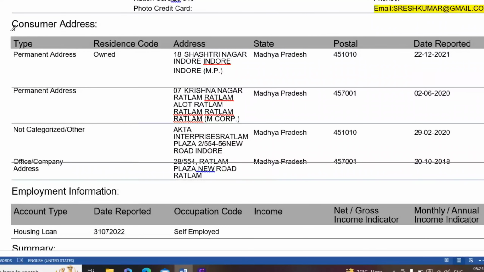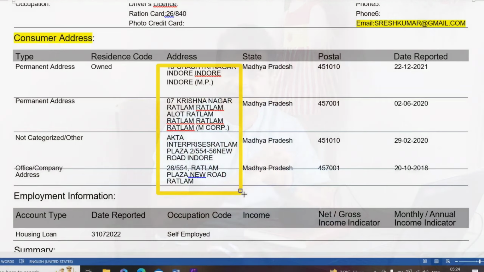So when you go down, you find the customer address. Sometimes you find multiple addresses reflected in the report. You know why multiple addresses are reflecting in it? I'll tell you why. For example, 4 to 5 years ago, you were residing somewhere else, and at that time, you applied for a loan at another institute like ICICI Bank, HDFC Bank, and so on. So at the time, when these banks generate the Cibil report, they simply use the then address. So that's why your multiple addresses are reflecting in the report.